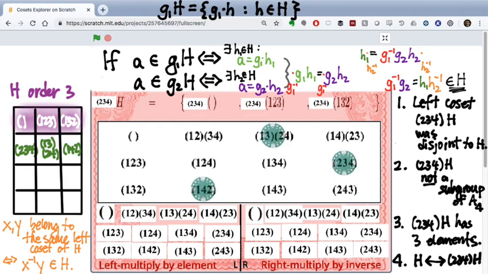Can be a left coset, can be a right coset. For the right cosets we get a slightly different equivalence relation, but the same idea still works. 2, 3, 4H gives me that second row. Let's quickly jump back to the app for a second and see if we can find a different row.